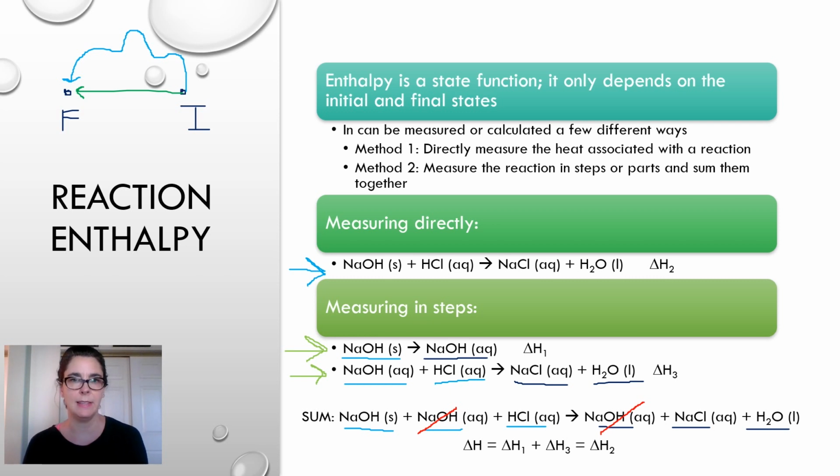So according to Hess's law, if we take the enthalpies of reactions 1 and 3 and add them together, it's going to be the same as reaction number 2. So hopefully you'll see that in lab. It should be pretty close.